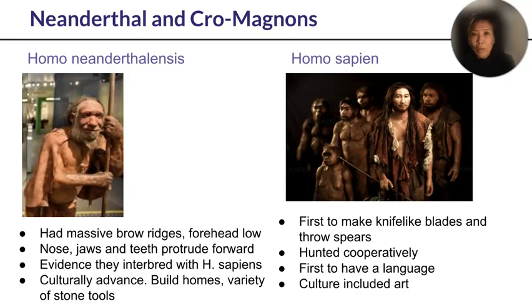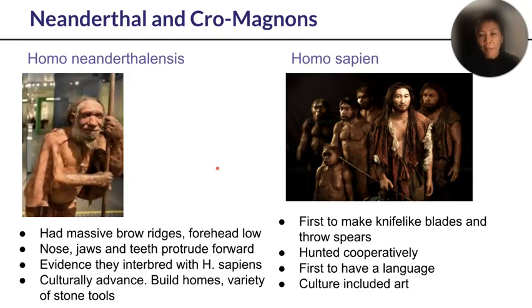So as we move through time, we're moving through Neanderthals and Cro-Magnons. With Neanderthals, what is observed is that they tend to have a massive brow ridge. You can see here that they have a massive brow ridge and their forehead is a little bit lower. You start seeing the nose, jaw and teeth protruding forward compared to Homo sapiens, whose face is a little bit more flat. There's evidence that this genus possibly interbred with Homo sapiens.